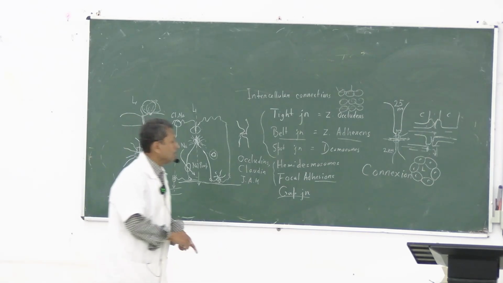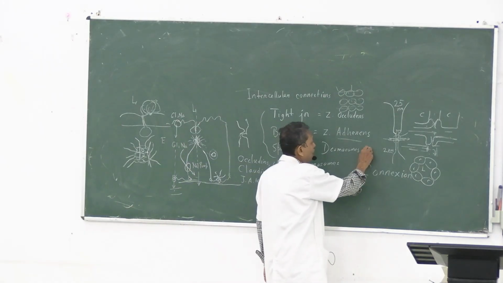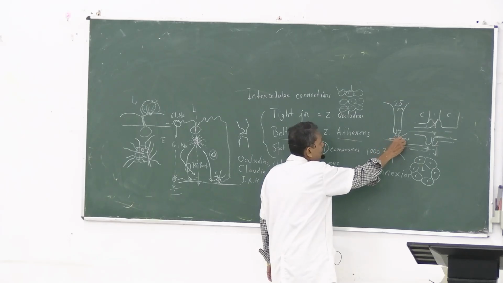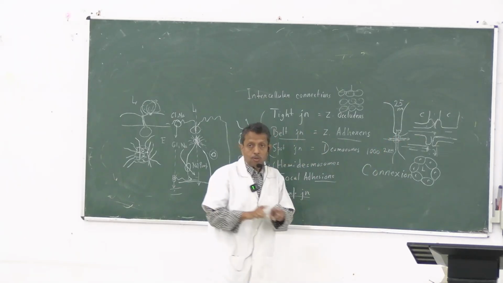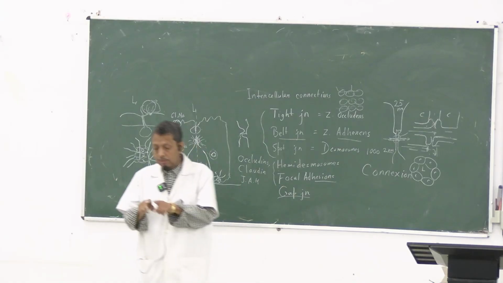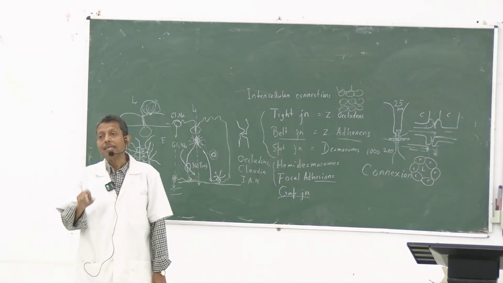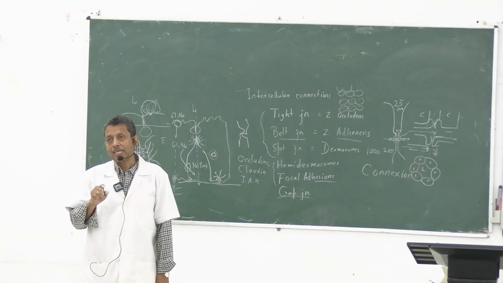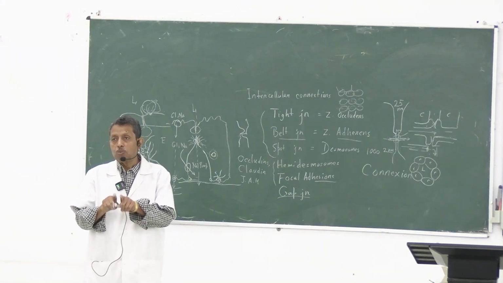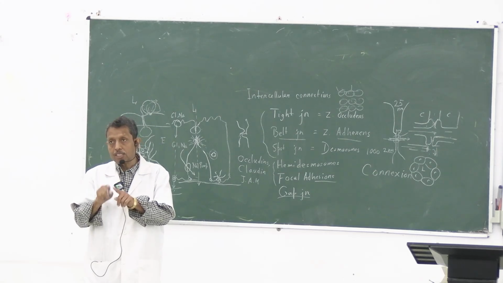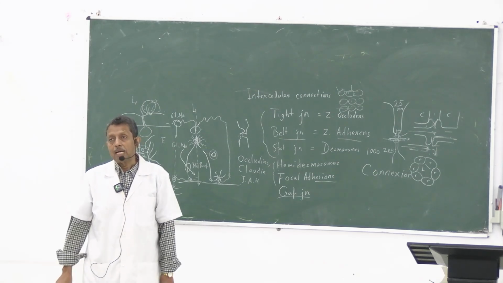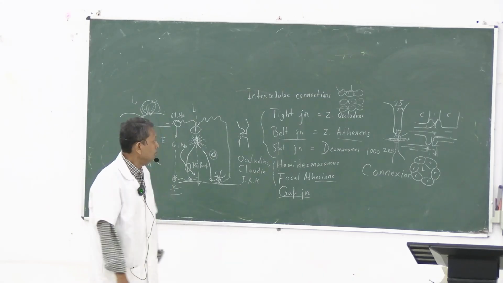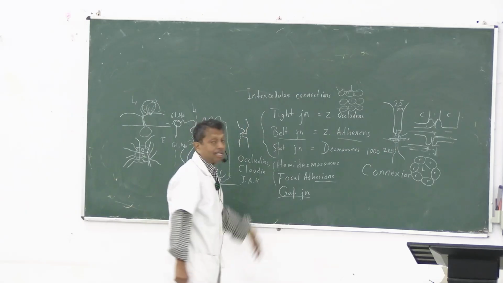In this way, small molecules up to a molecular mass of 1000 daltons can traverse through this. And they are also not passive conduits. In physiological conditions, ions or electrical charge can move together, and they may increase or decrease the permeability of this type of channel. So these are the intercellular connections.